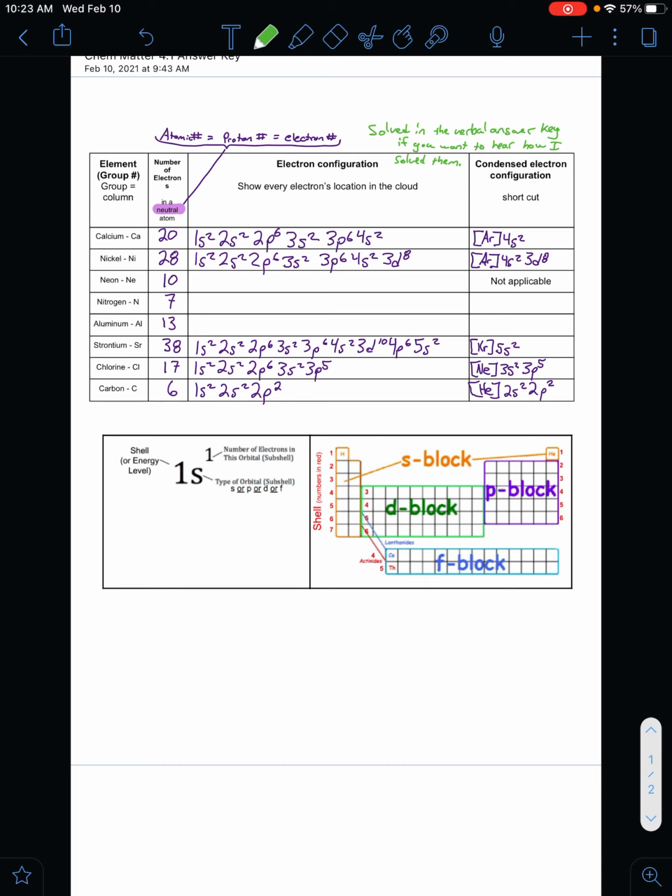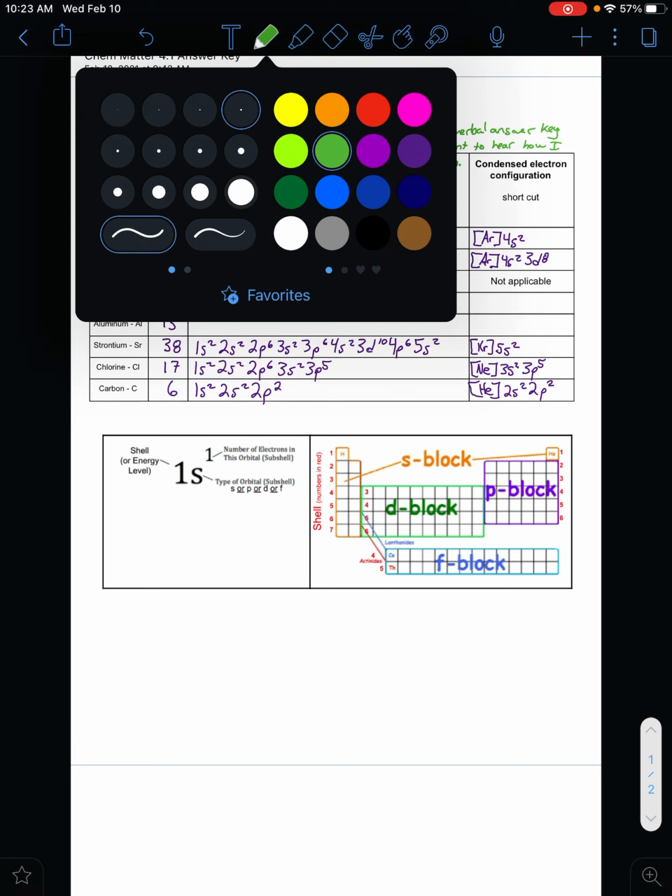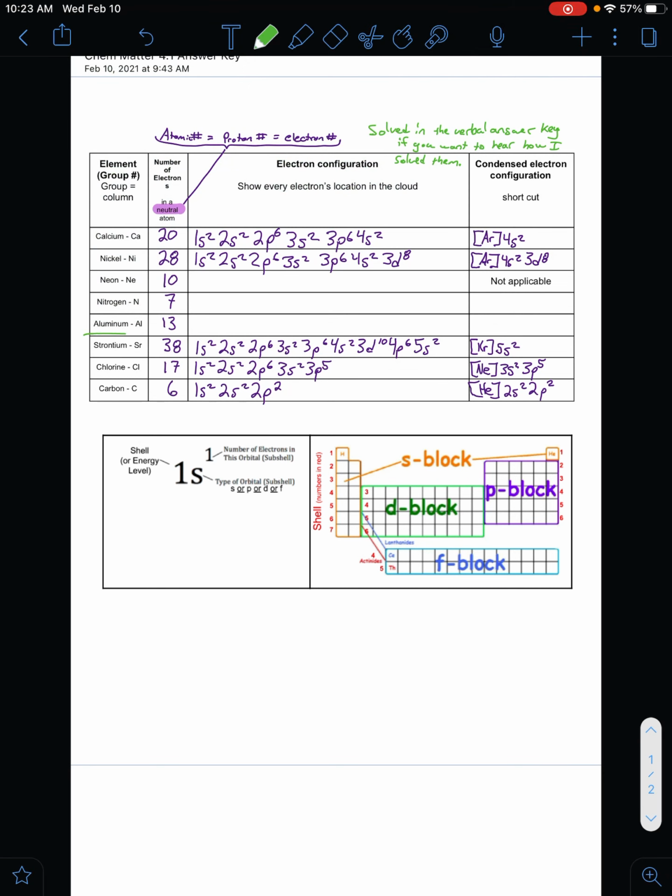I'm going to give you even more support if you want even more for aluminum, nitrogen, and neon. All right, if you don't think you need this support, feel free to just go check the answer key that is attached right below this link in the answer key. By the time you see that, these three will be filled out as well. If you struggle and you want to come back to this video, it is always here for you.